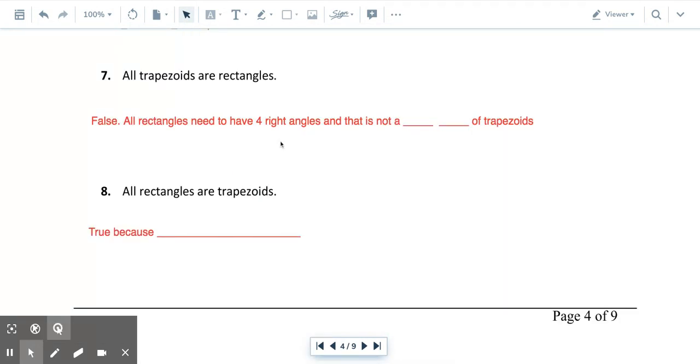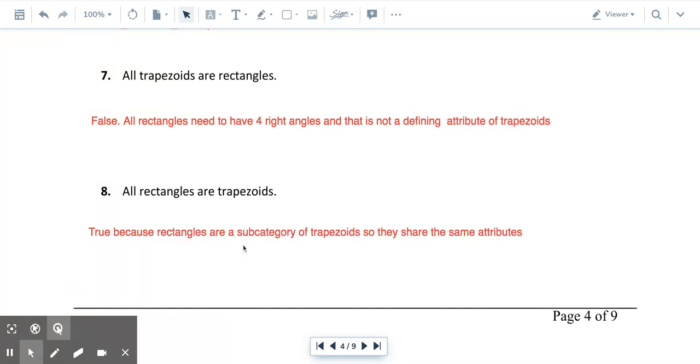Our last statement asked us whether or not all rectangles are trapezoids. I said this is true. Why is this statement true? This statement is true because rectangles are a subcategory of trapezoids, so they share the same attributes of trapezoids. So that ends our PST discussion.